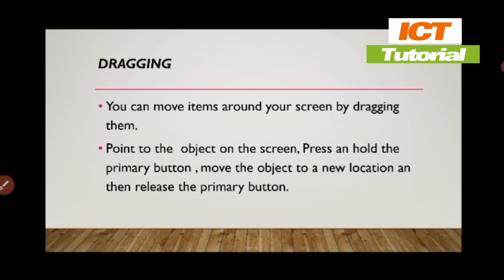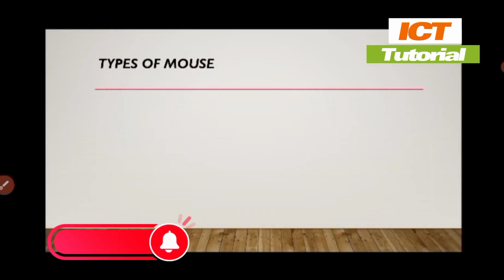You move the pointer to the object, then press and hold the left button, that's the primary button, and move the object. So you press and hold, not just press and release. Remember, on clicking we press and release, but on this you press and hold, then move the object around the screen. That's what we mean by dragging.